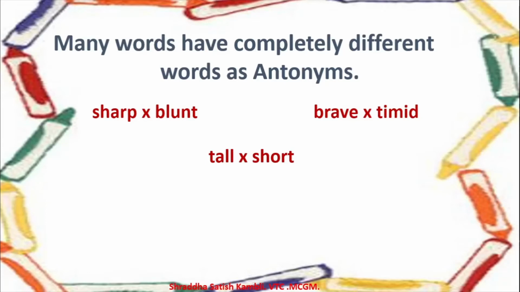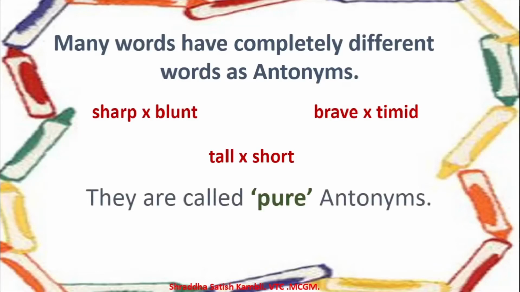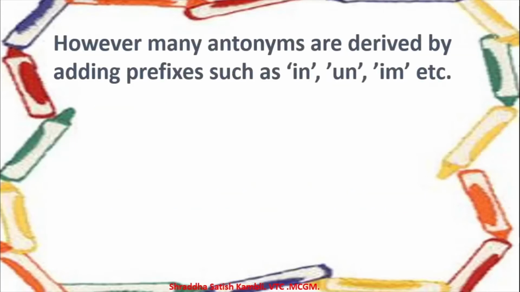So the antonym is totally different from the original word. These kind of words, children, they are called pure antonyms. So these kind of pair of antonyms are called pure antonyms. Pure, P-U-R-E, pure antonyms. Okay. Let us look at some other antonyms now.